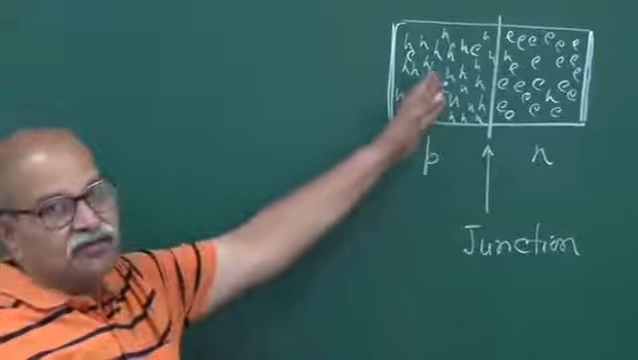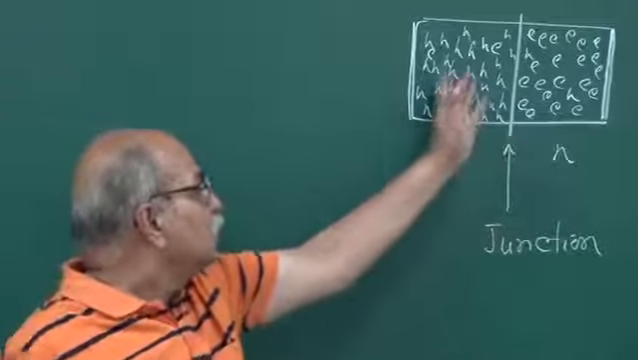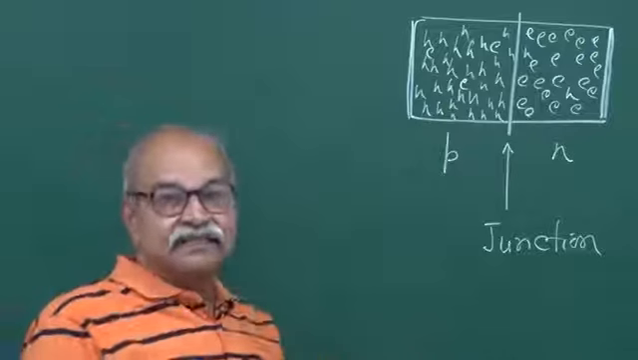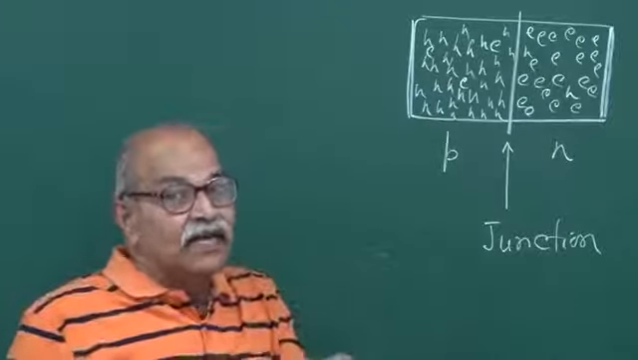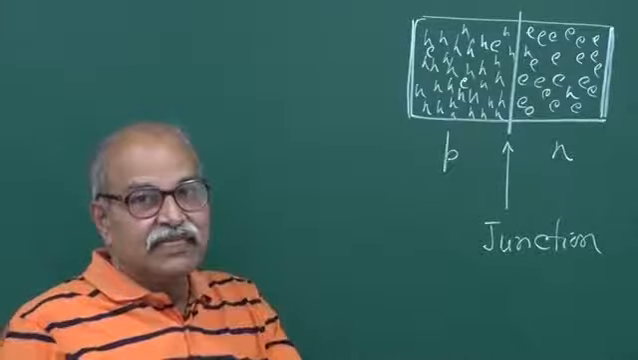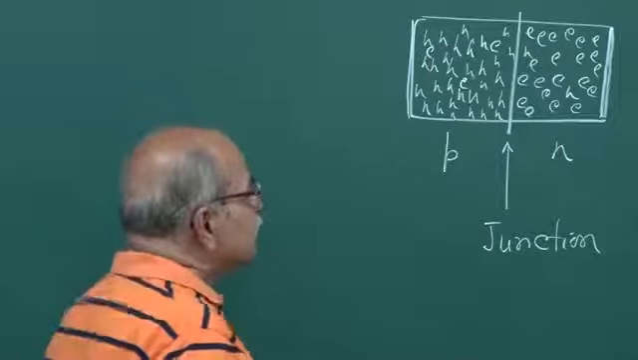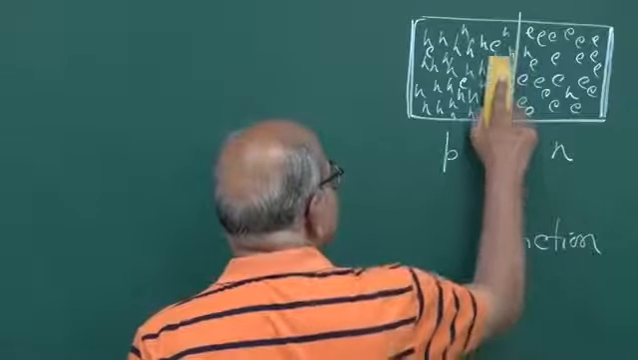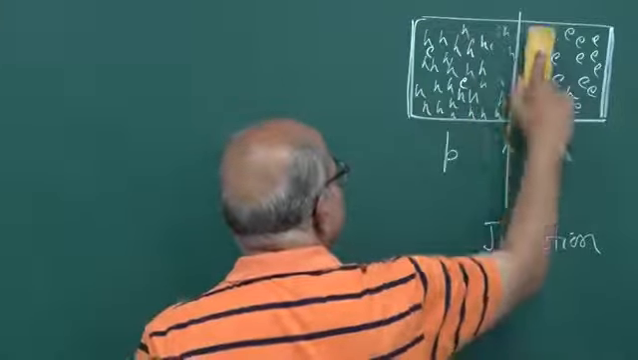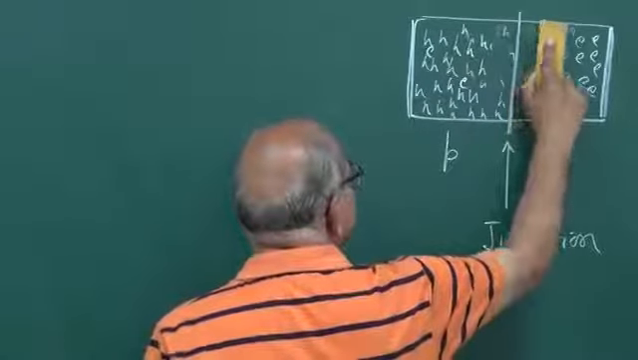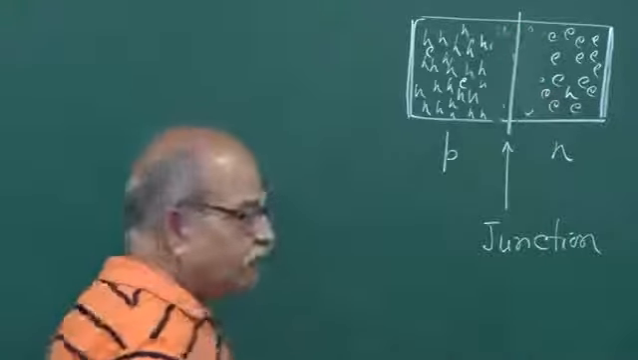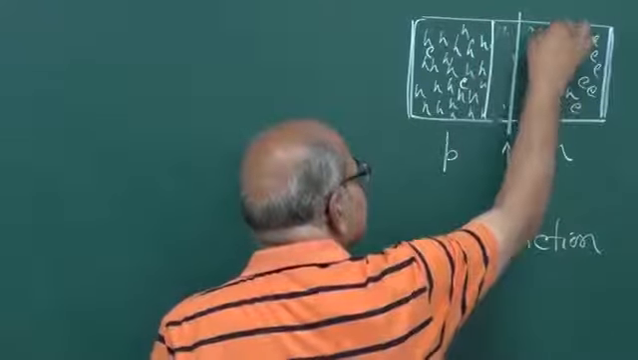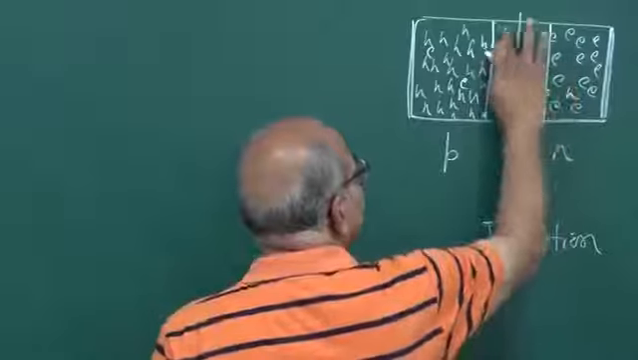Then we said that because of this concentration gradient, these holes will diffuse to this side, electrons will diffuse to this side, and they will nullify each other. This electron will fill the hole, and then the hole will disappear, the electron will disappear, it will be a bond only. And in that situation, you get this depletion region. There is some region on the two sides of this junction where you do not have charge carriers.